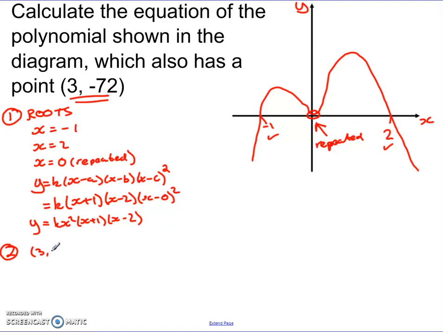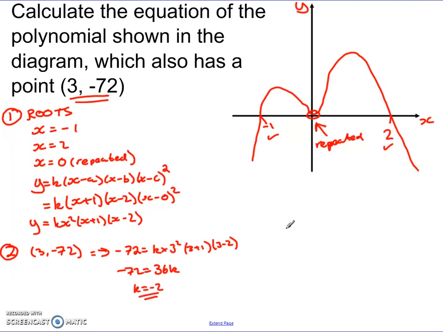So we know we've got the point (3, -72). x is 3, y is -72. Substitute it in. So I'm then able to say -72 = k × 3² × (3 + 1) × (3 - 2). So -72 equals, well, 3 squared is 9, 3 plus 1 is 4, 3 minus 2 is 1, so it's 9 times 4 times 1, which is 36k. So I know 36k is -72. From that, I know k is equal to -2.